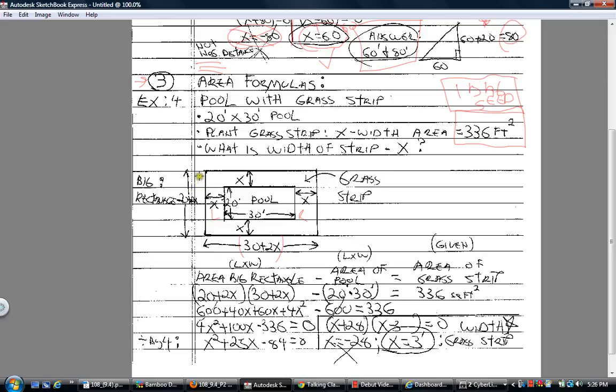The width of the pool was 20. Add another x and x for the width of the grass strip, so you have 2x. So you've got 20. You cannot read that. Sorry, 20 plus 2x. Okay, so those are your dimensions of the pool and the big rectangle going around.